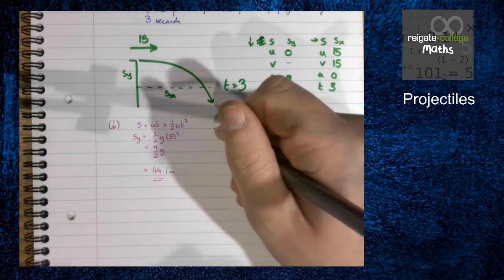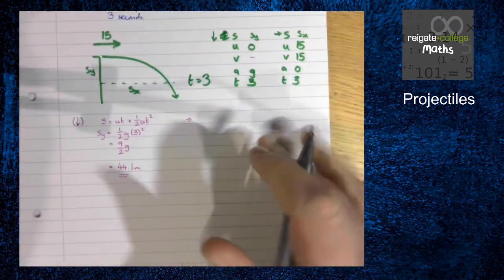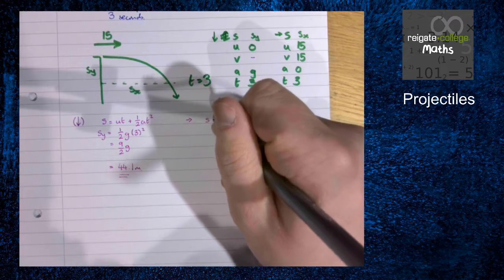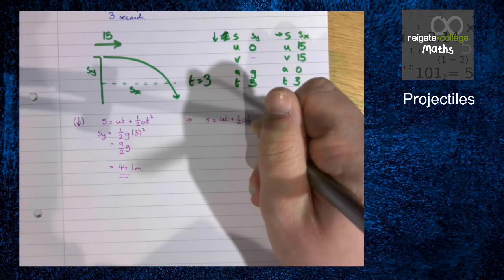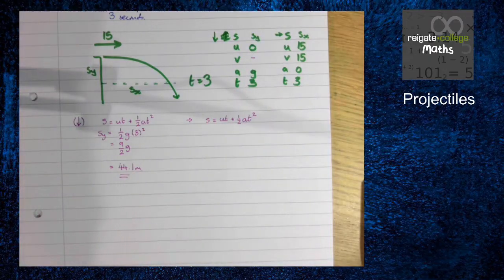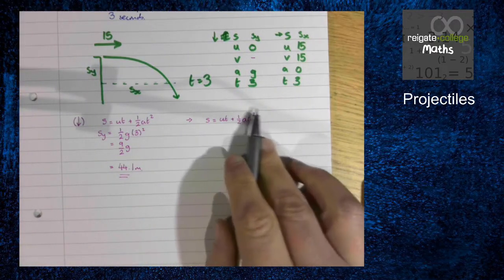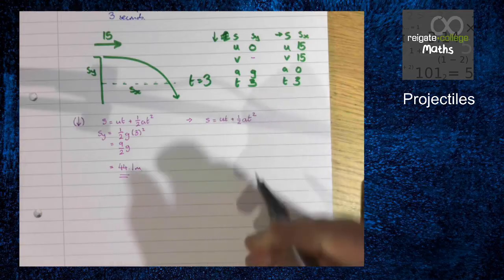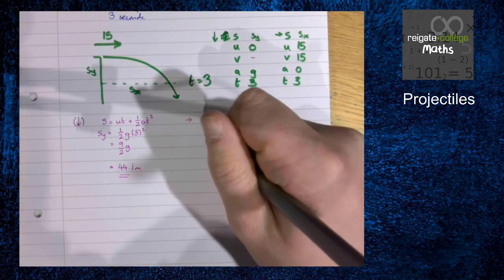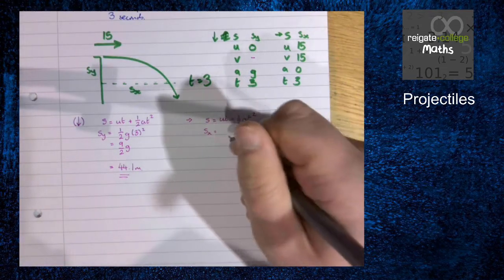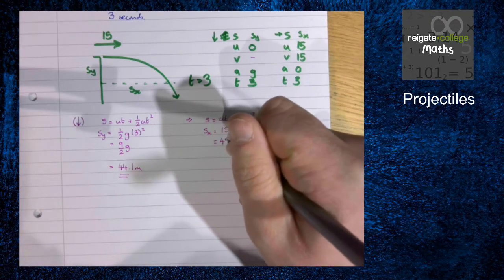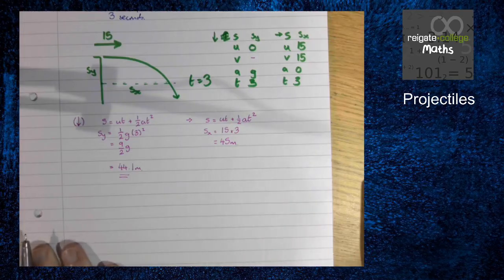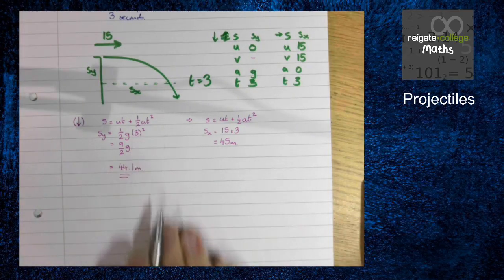So we've got that. So we're going to go horizontally now. We're going to use the same equation because it's the one with s in. This term this time goes because a is 0. So we just get sx is 15 times 3, which is 45. So it moves 45 meters across and 44.1 meters down.